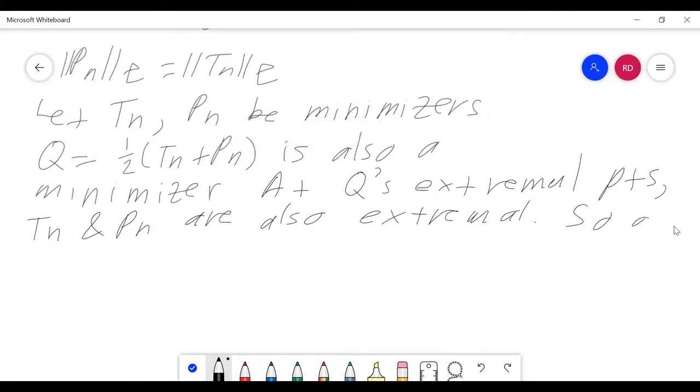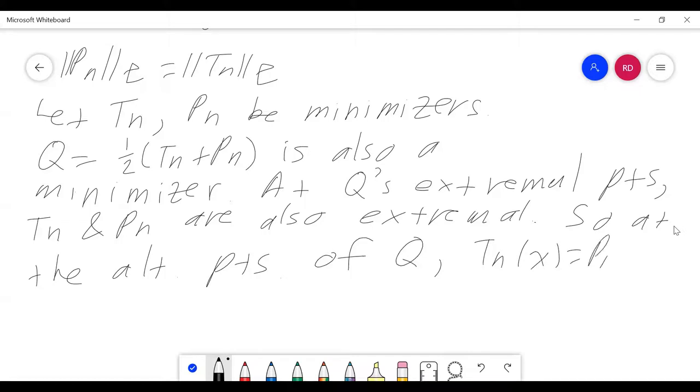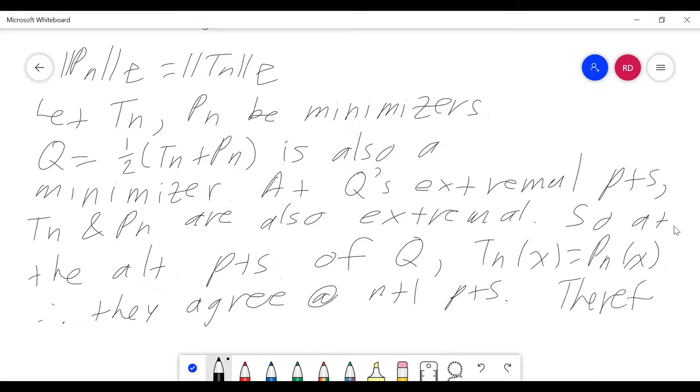So at the alternating points of Q, Tn of x has to equal Pn of x. So therefore, they agree at n plus 1 points. Well, a polynomial of degree n is defined by n plus 1 points. So therefore, they are equal. So there is only one minimizing polynomial. The Chebyshev polynomial is unique. That is what we've just proved.